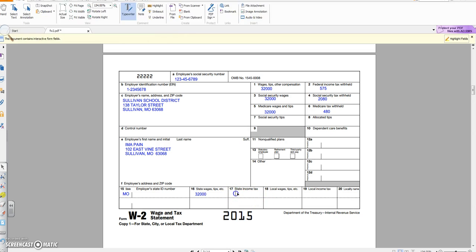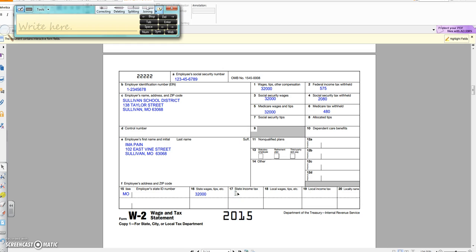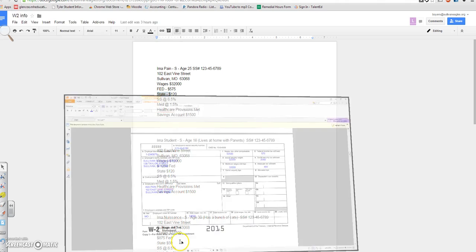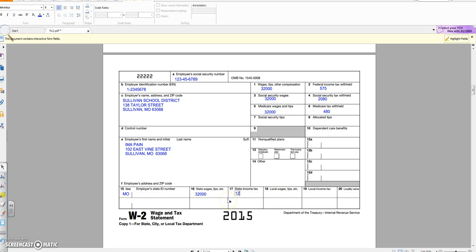The state income tax is given to us on our sheet, and I'll go pull that right now on the W-2 sheet. And it looks like our state is $120. So we'll use that. And we don't have to fill out any more. This would be a consideration of a completed W-2.